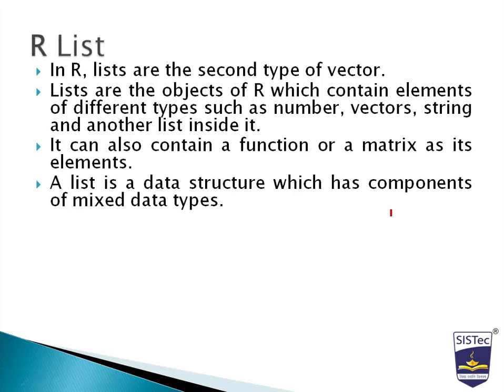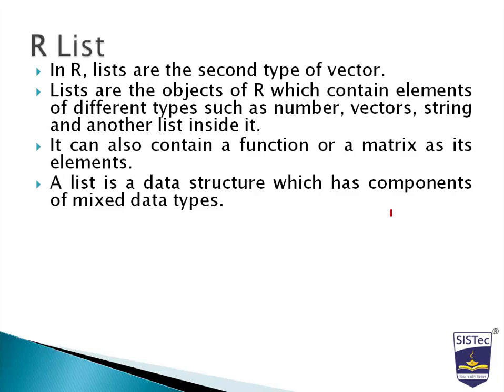Let's come to the next data structure, that is R list. It is a second type of vector that contains different types of data elements, with different types of numbers, vectors, strings and others. It means a kind of hybrid vector that contains elements of different data types. It also contains a number, a character, and a string related to that in a single list, a single variable.